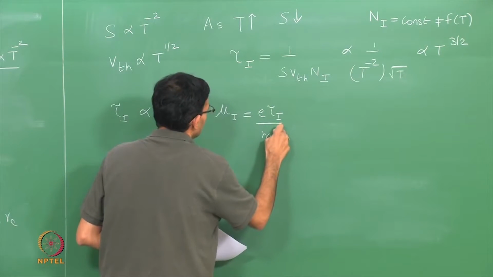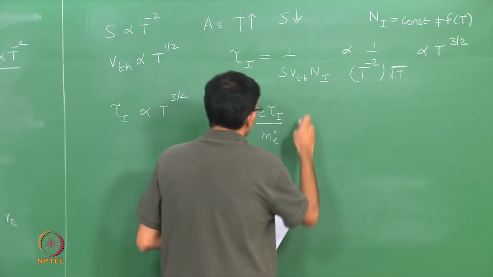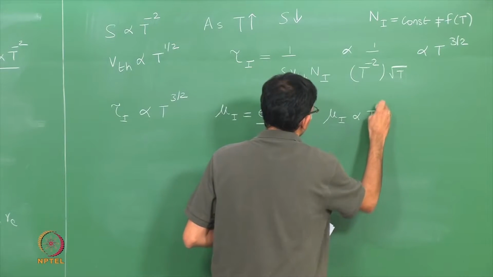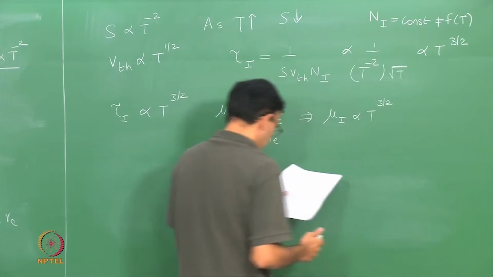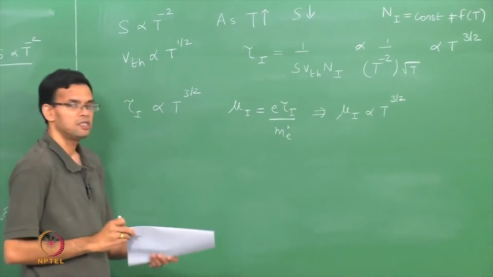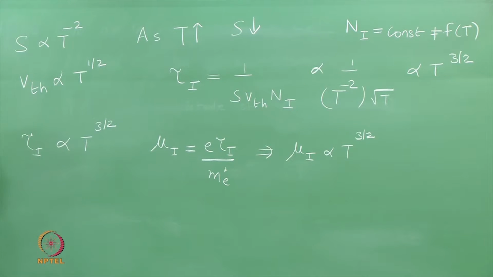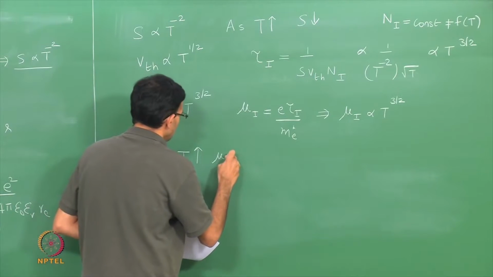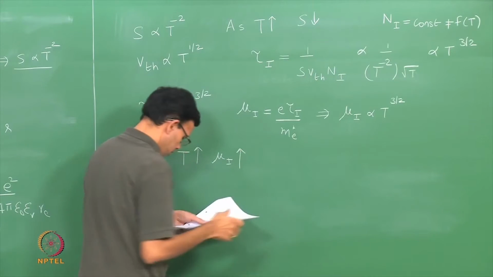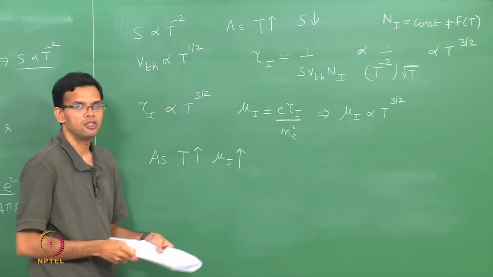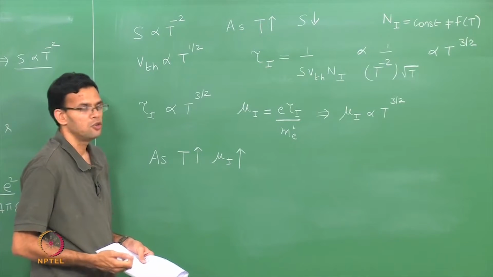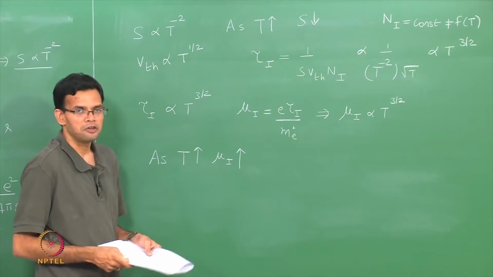over me star. So, mu I is proportional to T to the 3 half, which means the contribution of the impurities to mobility is such that as the temperature increases, mu I increases. And this is because as the temperature increases, your electrons can move faster, and so they can easily escape the electrostatic force.